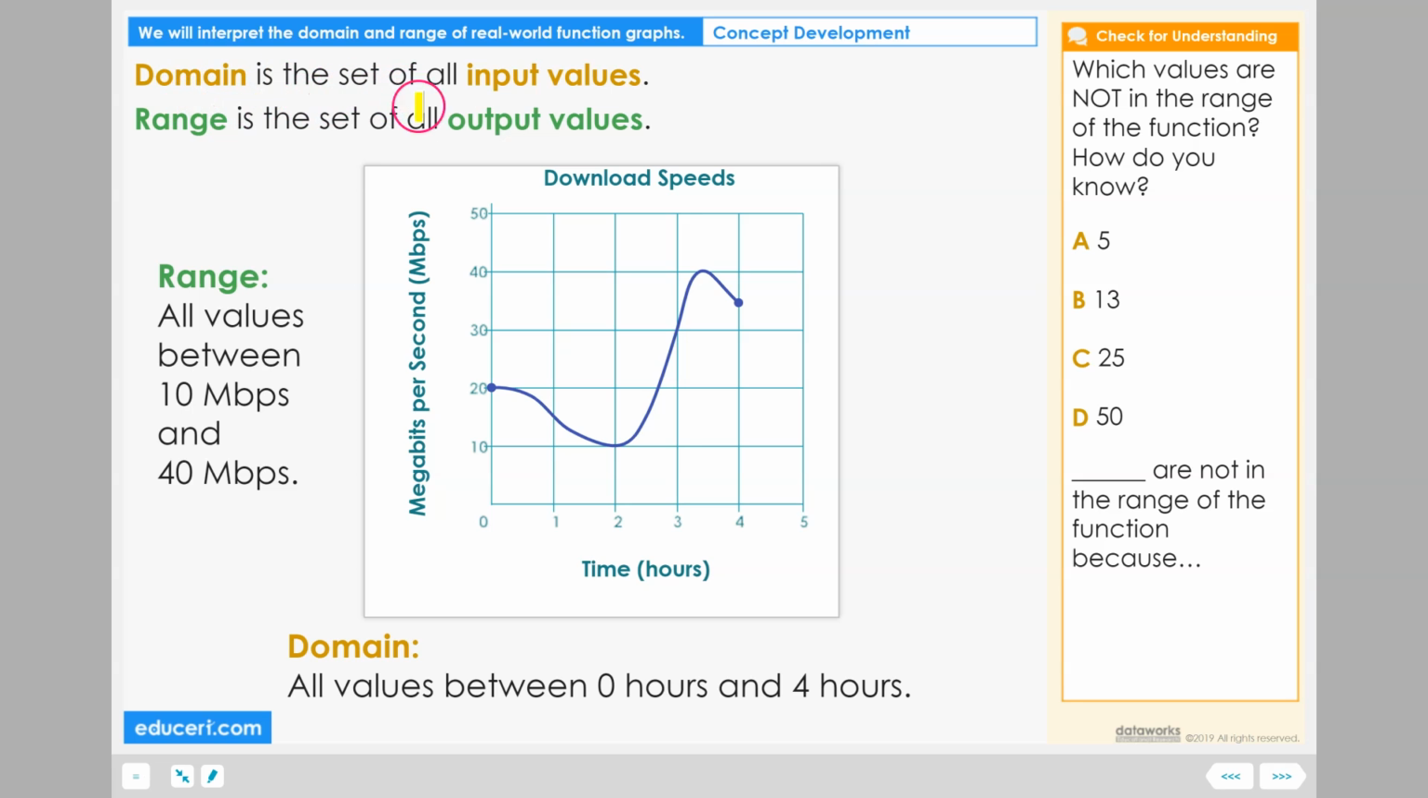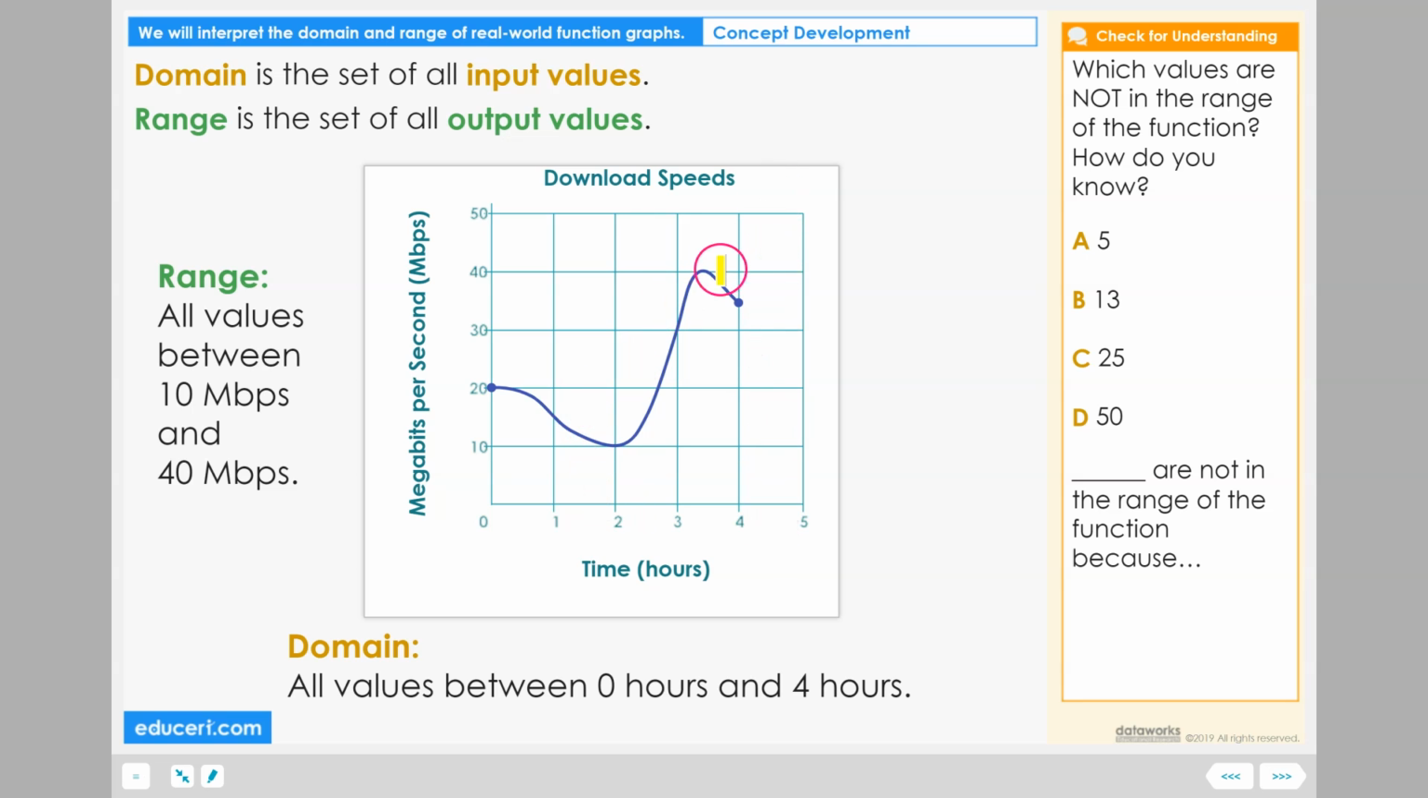Domain is the set of all input values. The domain is any value that we could put into the function to find an output. We saw earlier that we could look at the input of 3 and get an output value, but we could not get an input value of 4.5 and find an output value.